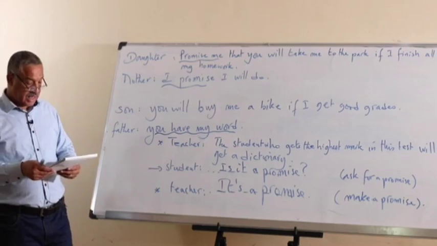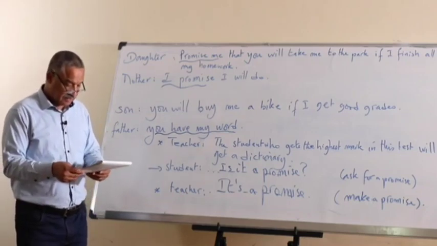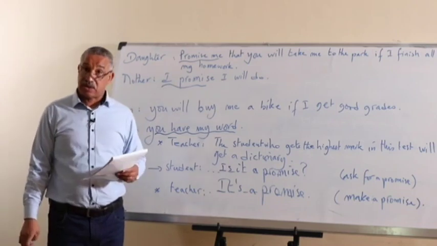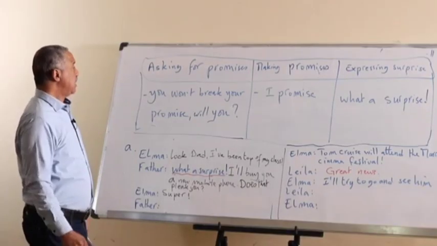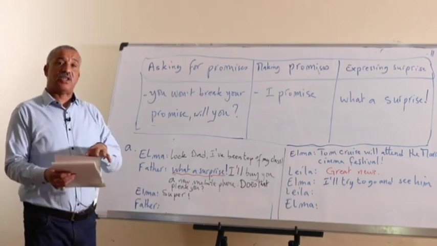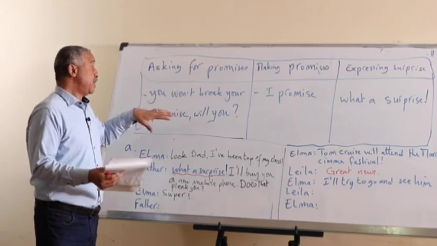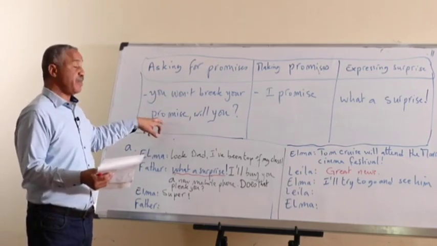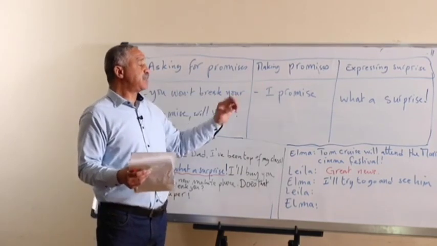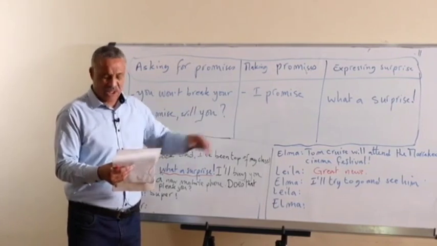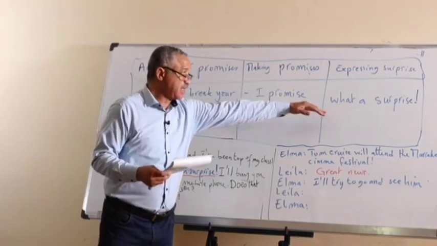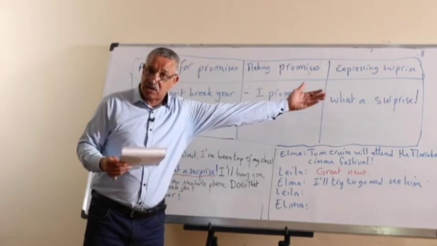Now, after reading this text, we shall fill in the chart that we have just after the text, in which we shall decide on the expressions for asking for promises and giving promises that are used in the text. Okay, now let's go on with the chart in which we answer the questions of the text. We have to fill it with the expressions that appear in the text, used to ask for a promise, and we have got one, which is you won't break your promise, will you? And you can notice that in the conversation that you have in front of you. And then one expression is used to make a promise, which is I promise, which is said by Annie. And the last one, expressing surprise, what a surprise. And let's forget about surprise because it's a part of another lesson.